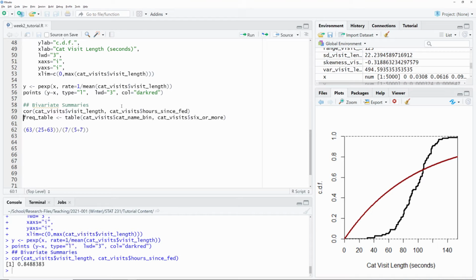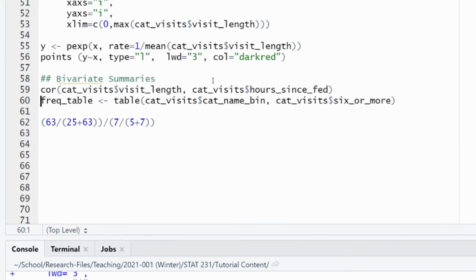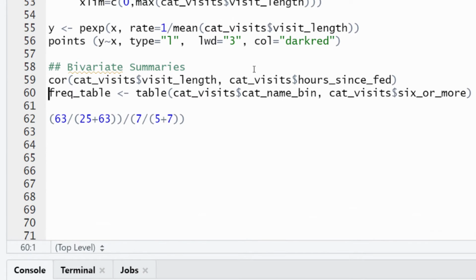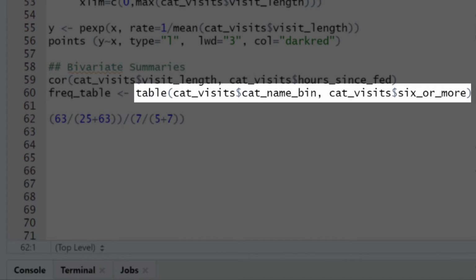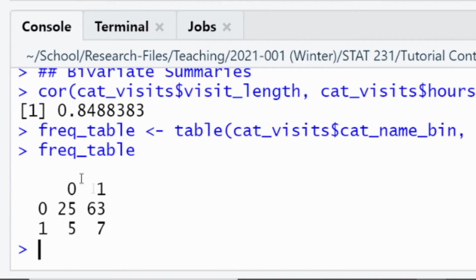The relative risk is appropriate between two discrete, categorical, or ordinal variates, and it's generally used to determine whether factors are statistically independent. In theory, then, we could check any of the cat name or hours since fed variables. So to showcase, we'll use the cat name bin and the 6 or more factors, and compute the relative risk between these factors. We can use the table function in R to generate a frequency table. Calling this, we can see the output, which indicates that 25 times Sadie jumped up on my desk when it had been 5 or fewer hours since they had last been fed, and 5 times she jumped up when it had been 6 hours or more.